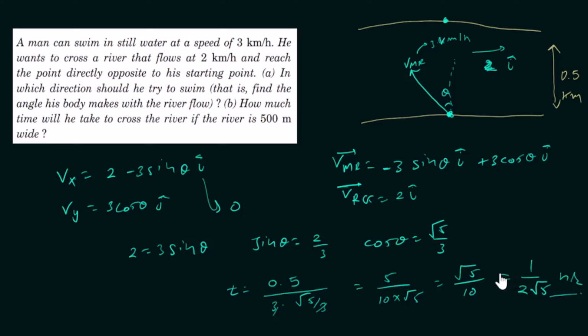So those are the three problems for the river boat or river man problems. Basically you have to remember only two things. First, how to represent VAB or VMR. Second, to describe the velocities in unit vector form, so in the x direction we take i cap and in the y direction we take j cap. Then simply the normal kinematics is applied to solve these problems. You can go through these videos again to get a good idea of how to deal with such problems.